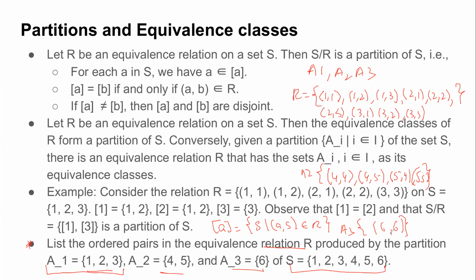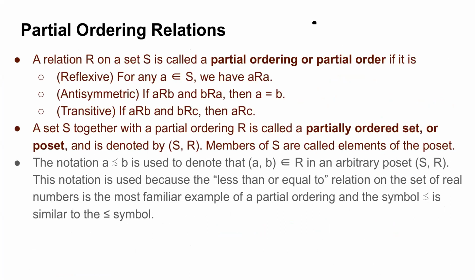Either you are given a relation and you are asked to find the partition or the equivalence classes, or you are given the partition and equivalence classes and you have to find the ordered pairs. Is this clear? Both questions? Yes, class. Is this clear? Both directions? Okay. Excellent. So let us proceed further.